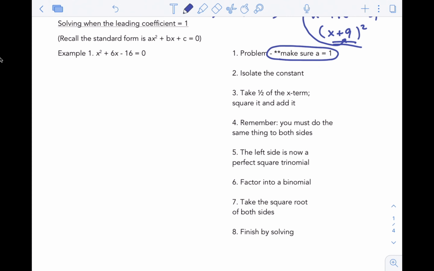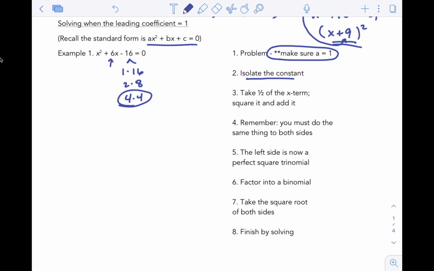Okay, so big important thing, first and foremost, always make sure a equals 1. Remember that we've got standard form, ax squared plus bx plus c equals 0. Make sure a is invisible 1. If a is invisible 1, we're good to go. So that's the first step. The real first step, the actual first thing you do, you also make sure that the constant is isolated. Right now when you look at this problem, x squared plus 6x minus 16, that is not a perfect square trinomial. The factors of 16, 1 and 16, 2 and 8, or 4 and 4, definitely not the same thing times the same thing to get the middle.